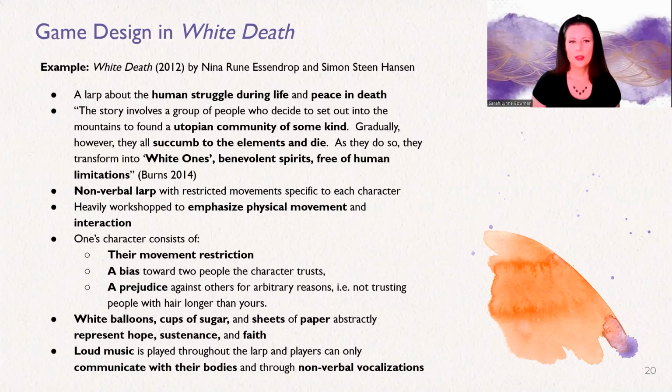So it's a nonverbal LARP with restricted movements that are specific to each character. Players will have a certain restriction. For example, they can only move their body left to right. They can't move up to down. And that affects the way that they move through the entire session of play until they become white ones on the other side, their character dies, in which case their movement is free.